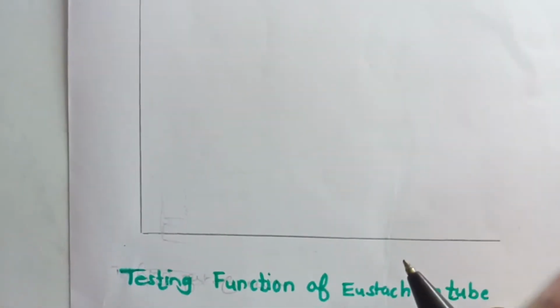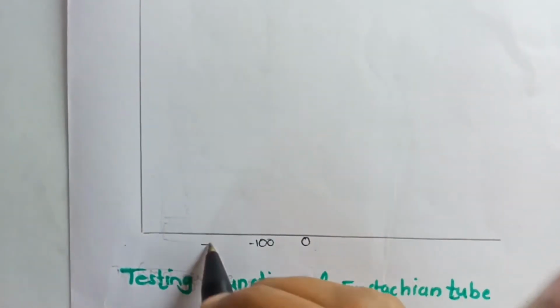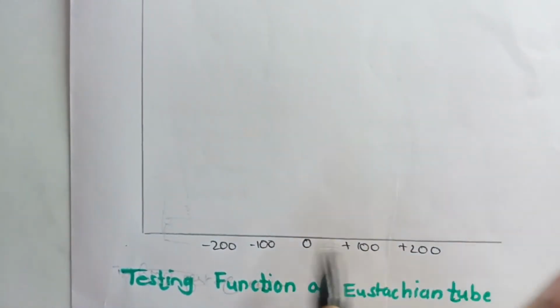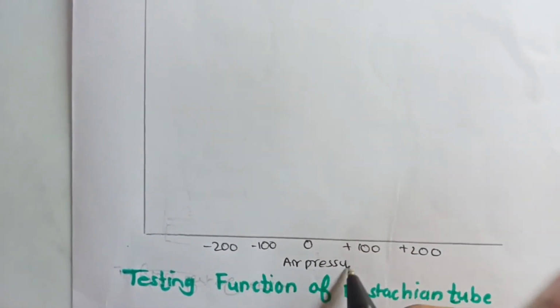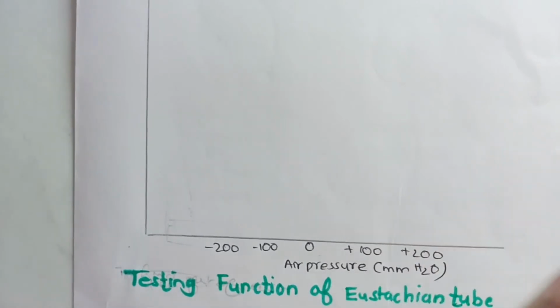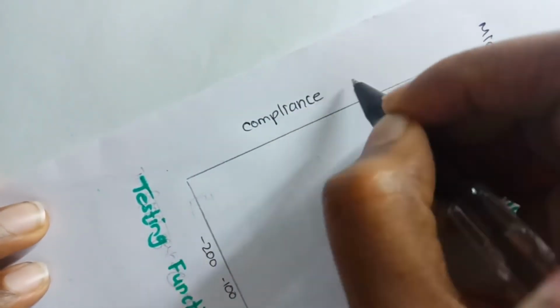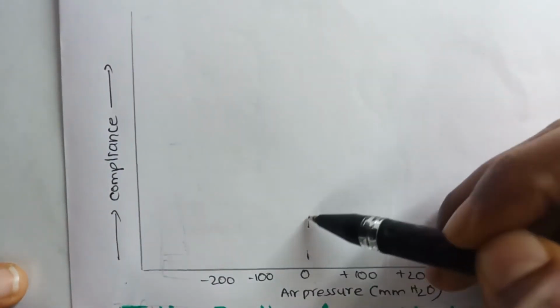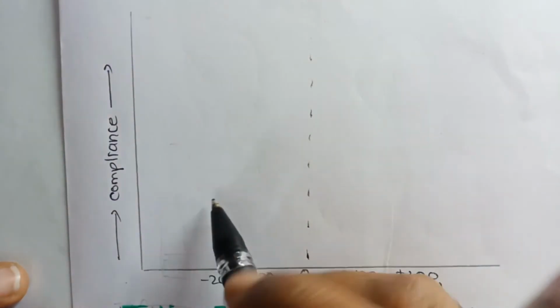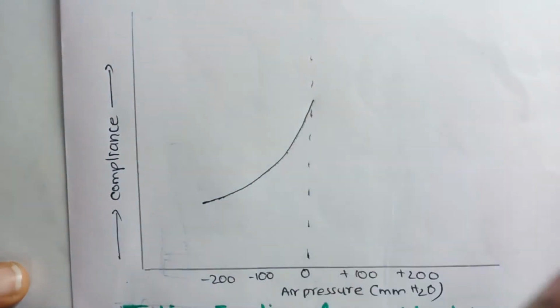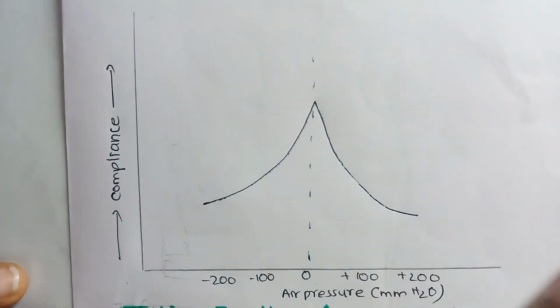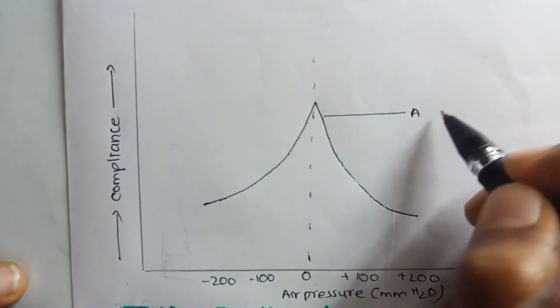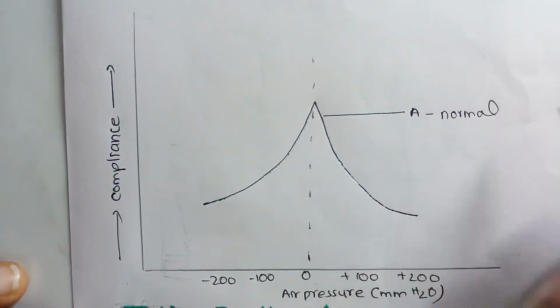Now coming to the tympanogram. Tympanogram of a normal tympanic membrane was asked in one of the years. So on the x-axis we have air pressure in millimeter of H2O, and on the y-axis we have the compliance. Now let us see the shape of a normal tympanogram. So this is a normal tympanogram of a normal tympanic membrane. Let us mark it as A.